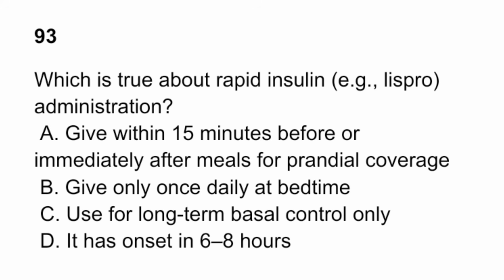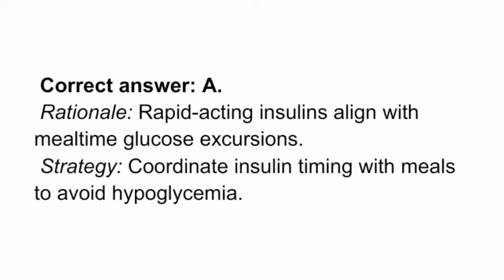93. Which is true about rapid insulin, e.g., Lispro, administration? A. Give within 15 minutes before or immediately after meals for prandial coverage. B. Give only once daily at bedtime. C. Use for long-term basal control only. D. Its onset is 6 to 8 hours. Correct answer, A. Rationale: rapid-acting insulins align with mealtime glucose excursions. Strategy: coordinate insulin timing with meals to avoid hypoglycemia.